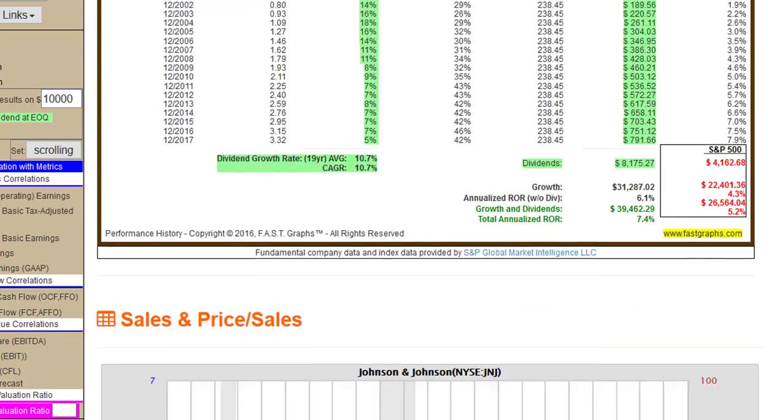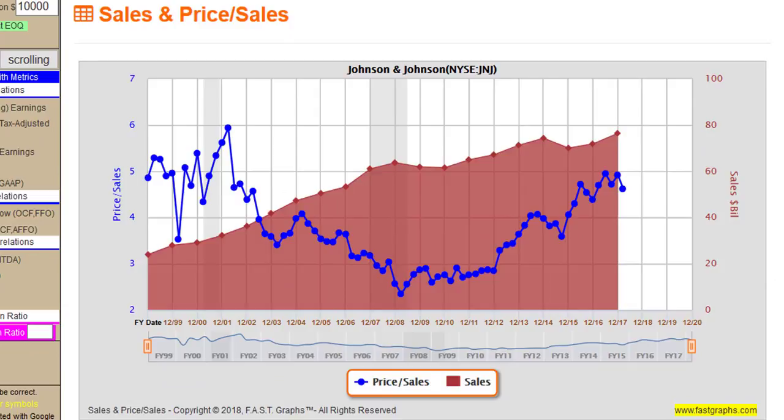So the price to sales graph is simply another tool that you have in your arsenal that helps you determine valuation. Obviously, the lower the price to sales, the better. And when the price to sales gets on the high end, it's another indicator that the company is either fully valued or overvalued. And this works for whatever company you're looking at.